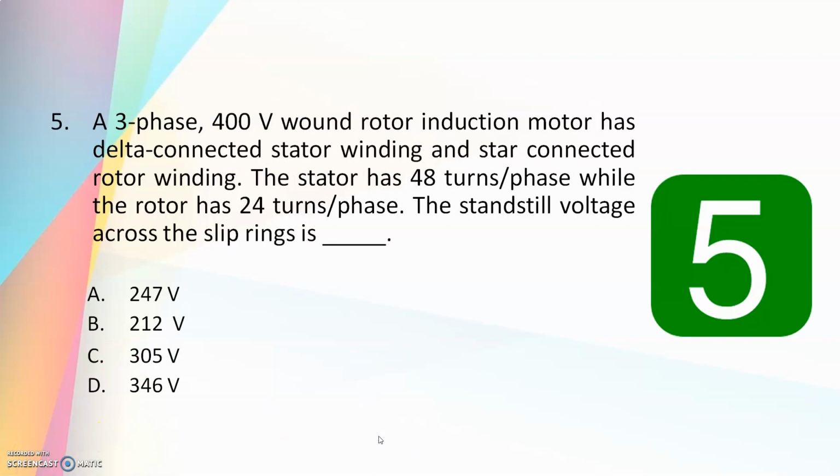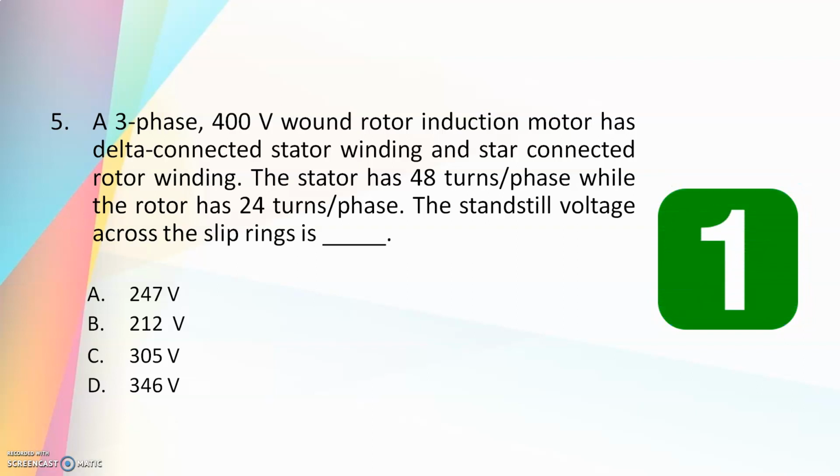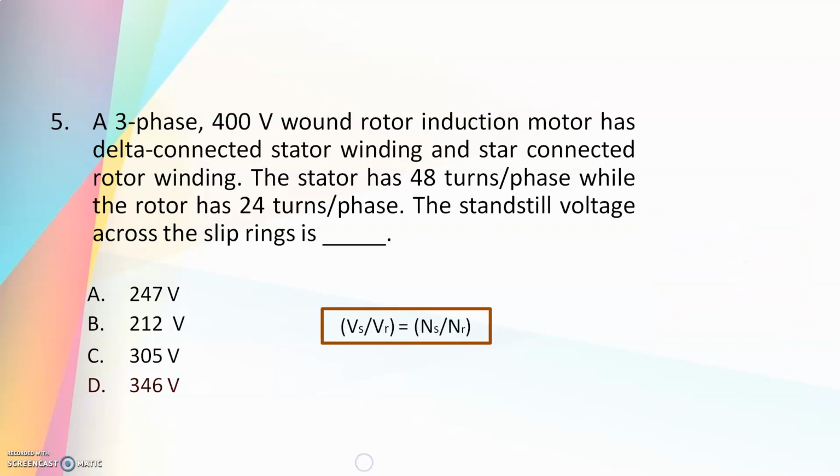A 3-phase 400 volt wound rotor induction motor has delta connected stator windings and star connected rotor winding. The stator has 48 turns per phase while the rotor has 24 turns per phase. The standstill voltage across the slip rings is: 247 volts, 212 volts, 305 volts, 346 volts. And the answer is 346 volt.